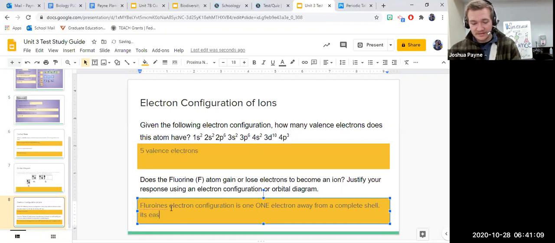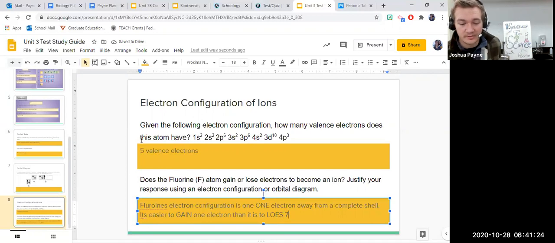It's easier to gain 1 electron than it is to lose 7, right? Excuse my typing, my fingers are still cold, but you get the point, right? It's easier to gain 1 electron than it is to lose 7, right? Because it has 7 valence electrons.